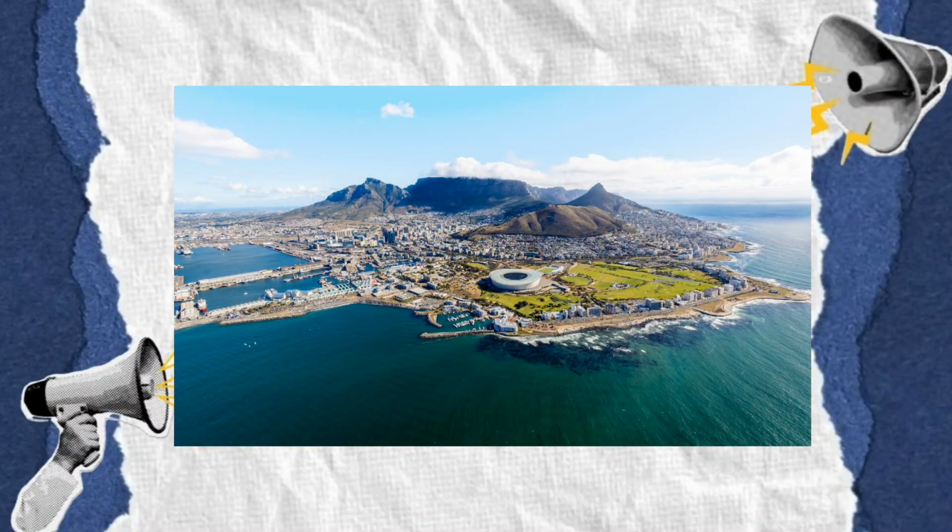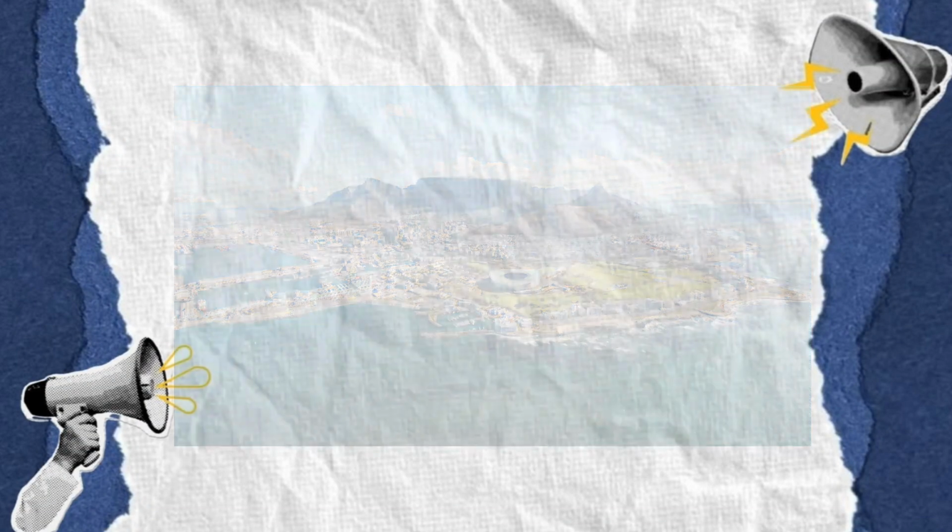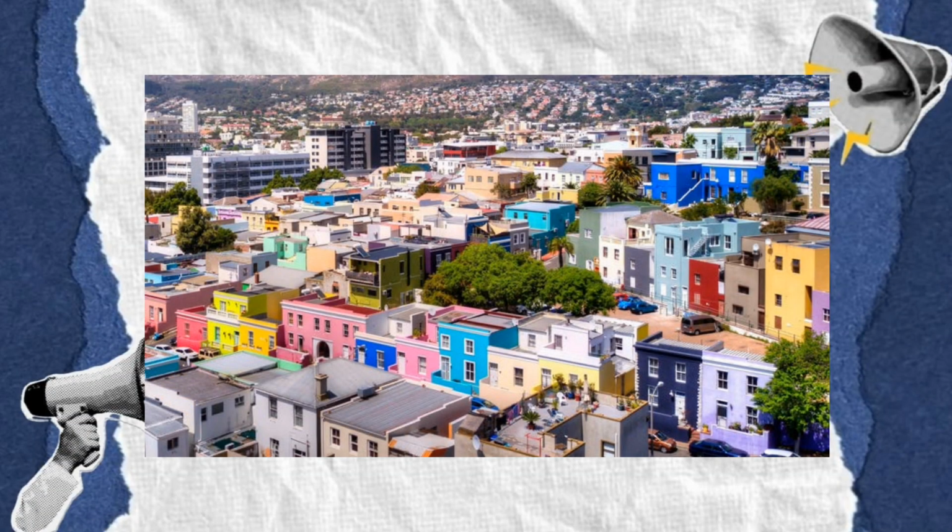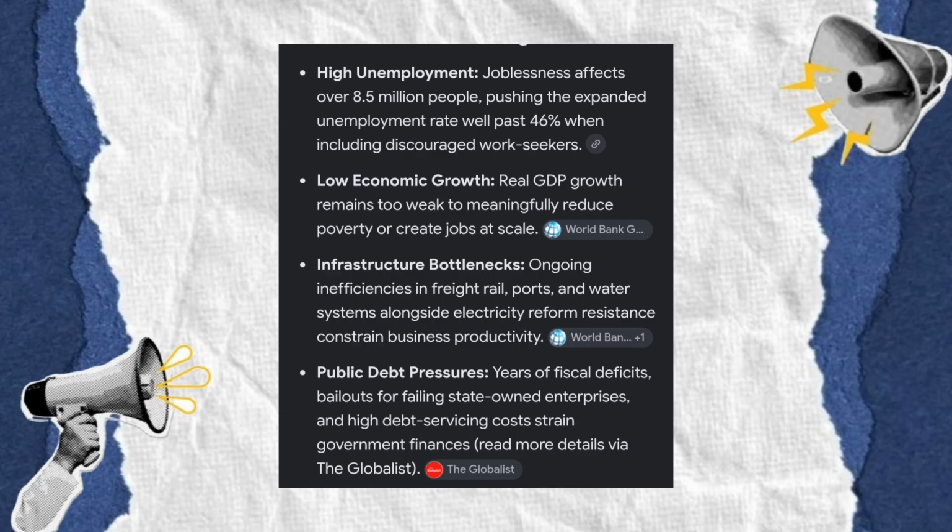South Africa is honestly one of the most interesting countries in Africa. It's got massive cities, tons of natural resources, a strong financial sector, stunning landscape, and one of the biggest economies on the continent. But it also has some serious issues. High unemployment, huge inequality, power cuts, political corruption, crime, and an economy that hasn't grown as fast as many people expected. So, how did they get here?